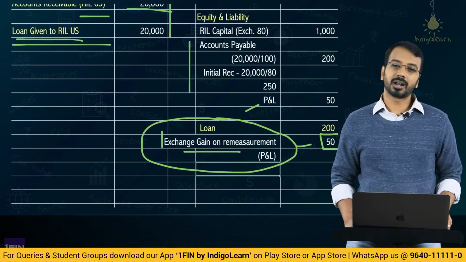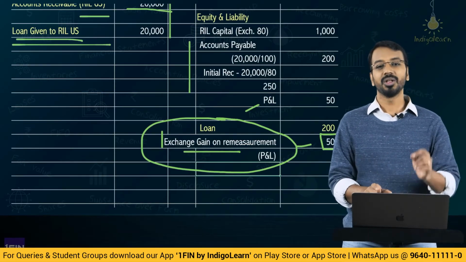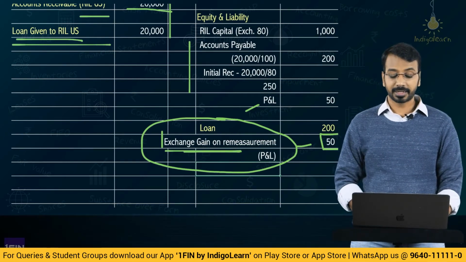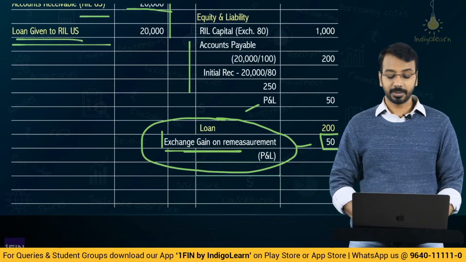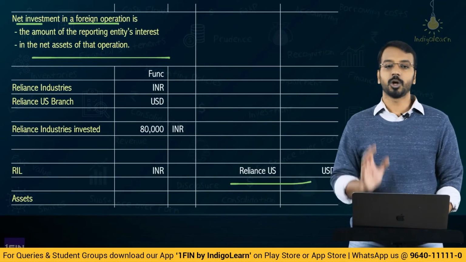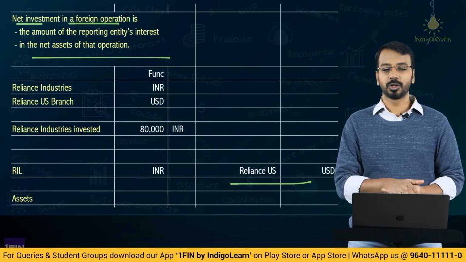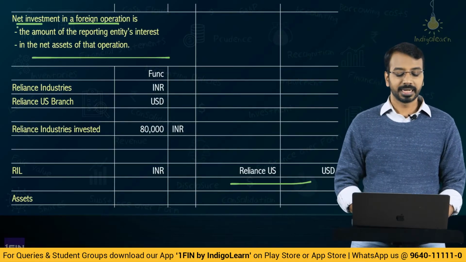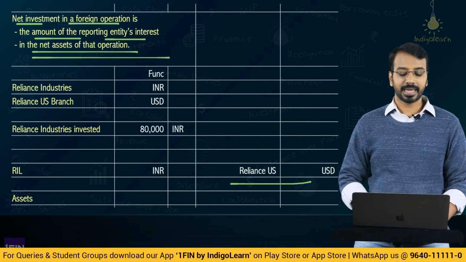You might be wondering, sir, how will we know which items to be taken, which items not to be taken? That again has to be decided on the facts and circumstances of the case. Now what the standard says is, these kind of items, we talked about exchange, we talked about loan which is not repayable for a long period of time, these kind of items are in substance net investment in foreign operation. When we talk about net investment in foreign operation, one thing that is included is the net assets of the foreign operation. So the standard says net investment in a foreign operation is the amount of the reporting entity's interest in the net assets of that operation.